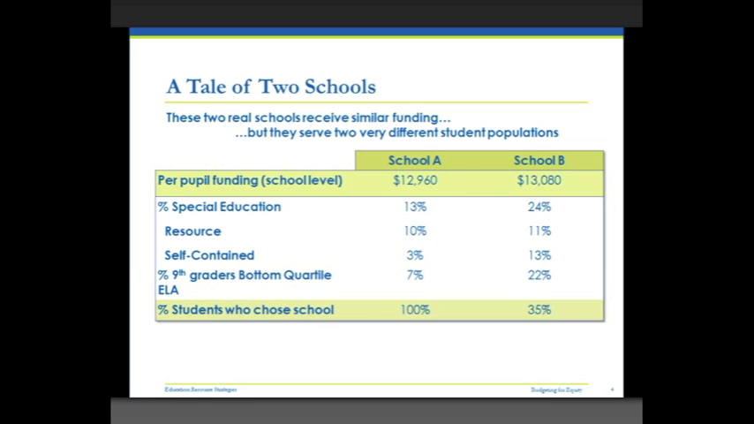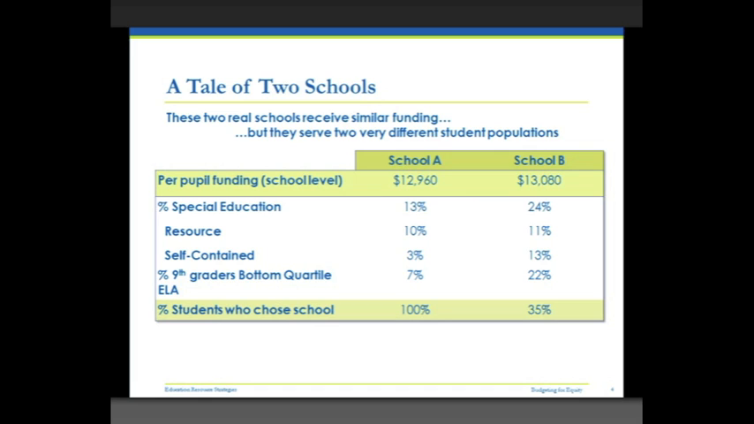As you can see, School A has a much less needy population. Only 13% of them are special ed students, which is still a high number, as compared to school B, which is 24%. They have about the same number in resource rooms, which means that all of the rest of the special ed students are in the most expensive setting and are the students that have the greatest needs in school B.